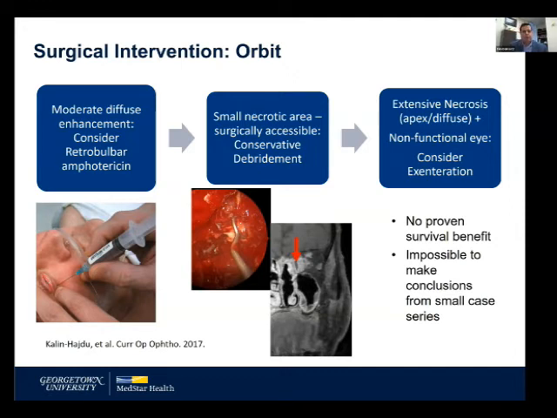When you start getting a little bit worse, with small necrotic areas, notably in surgically accessible regions of the eye and orbit, there's a potential role for conservative debridement. Again, not a ton of data on this, but it fits with our general approach of debriding and removing the disease and dead tissue.